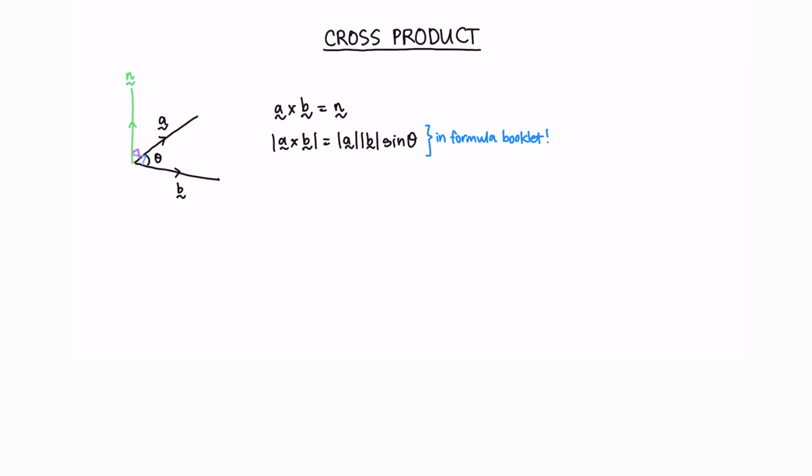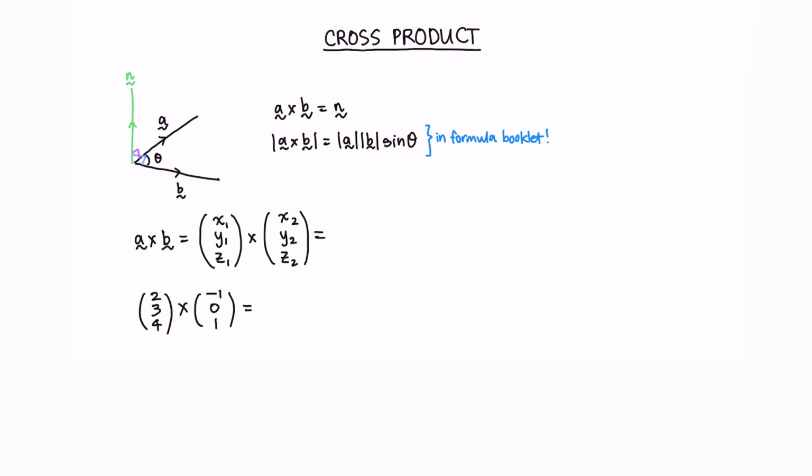So if you look here, the vector n is 90 degrees to vector A, and it's also 90 degrees to vector B. There's one formula given in the formula booklet. The magnitude of A cross B is equal to the magnitude of A times the magnitude of B times sine theta. Now let's move on to the computation of the cross product.